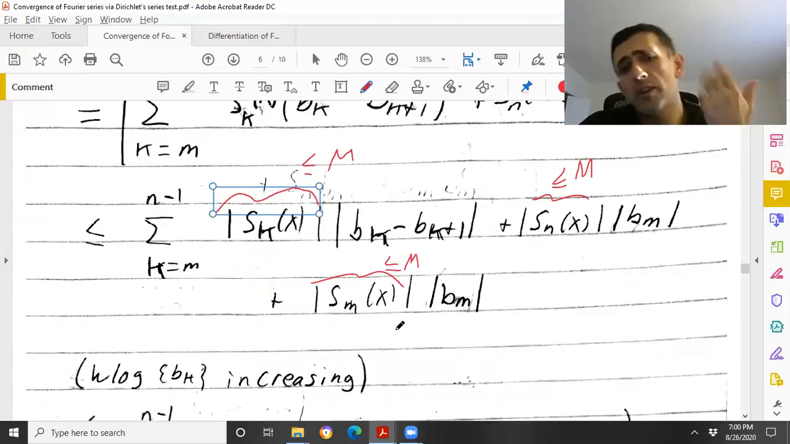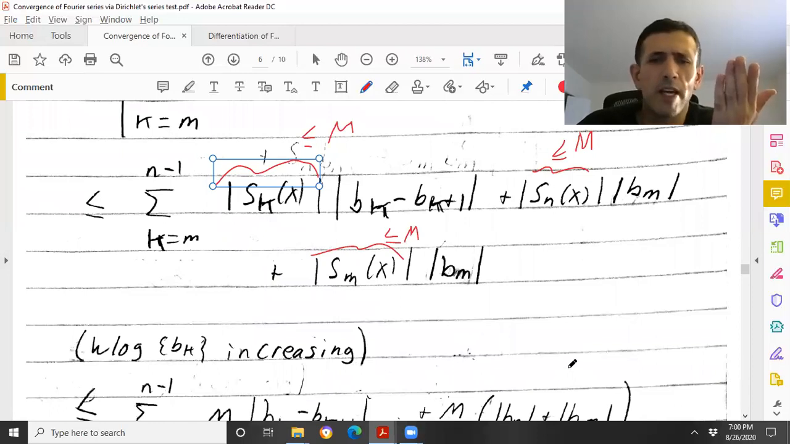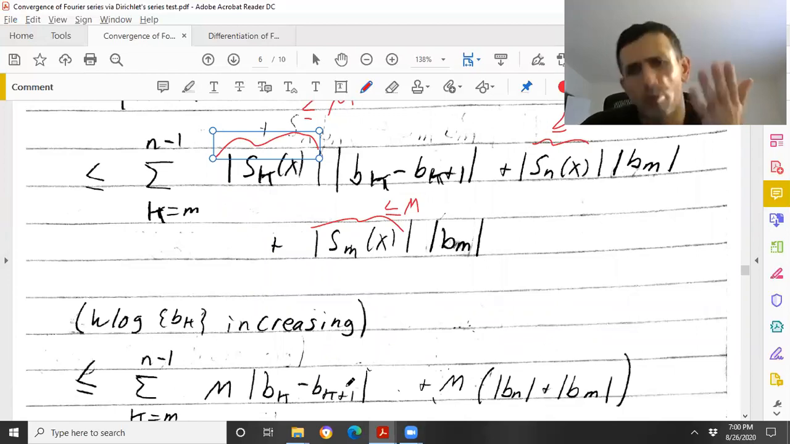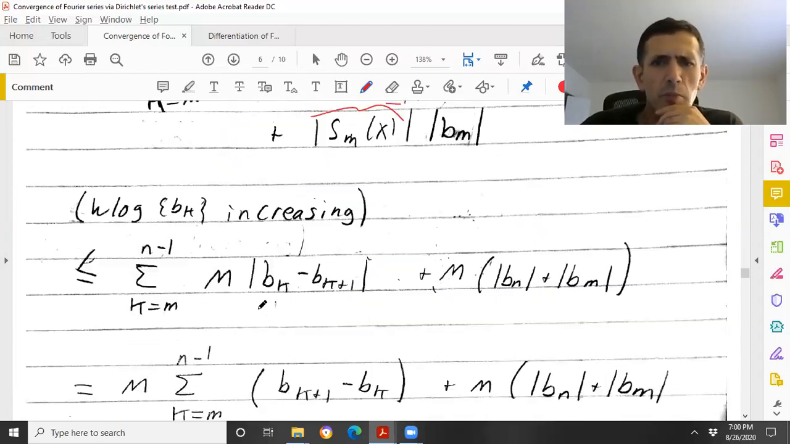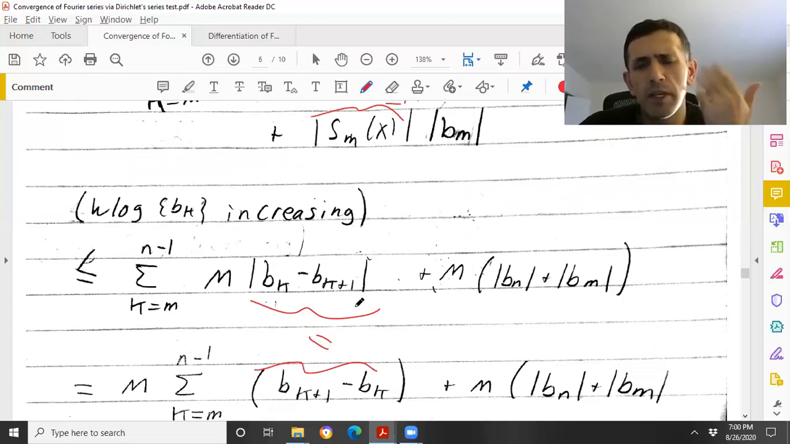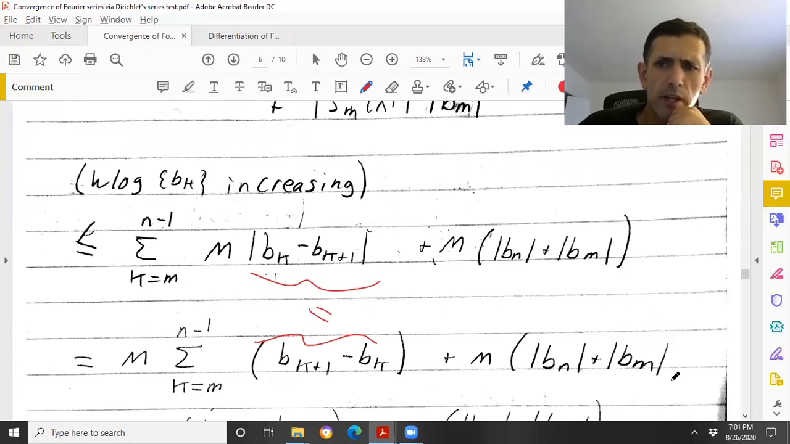Now, without loss of generality, assume the b_k's are increasing. If the b_k's are decreasing, instead of b_k minus b_{k+1}, let's just assume that they're increasing. So plop in M's everywhere. And because we're assuming this is increasing, the absolute value of b_k minus b_{k+1} is equal to b_{k+1} minus b_k. If the b_k's were decreasing, then it would stay b_k minus b_{k+1}. All right, so there should be a bracket here.